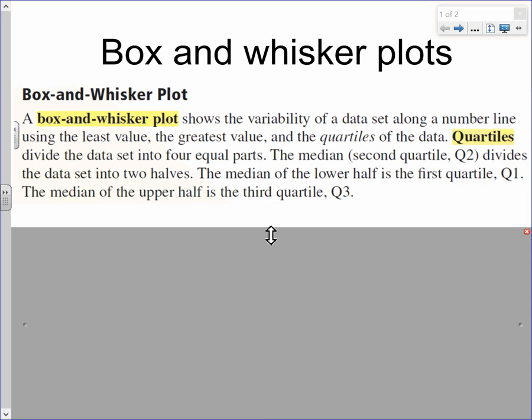Quartiles sound like quarters, right? There's 4 quarters in a whole. Quartiles divide the data set into 4 equal parts. The median divides the data set into 2 halves. The median of the lower half is the first quartile. The median of the upper half is the third quartile.